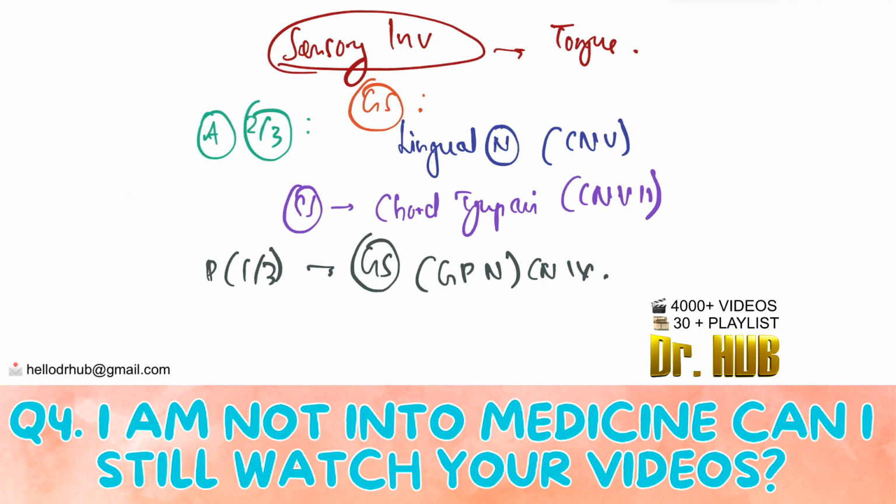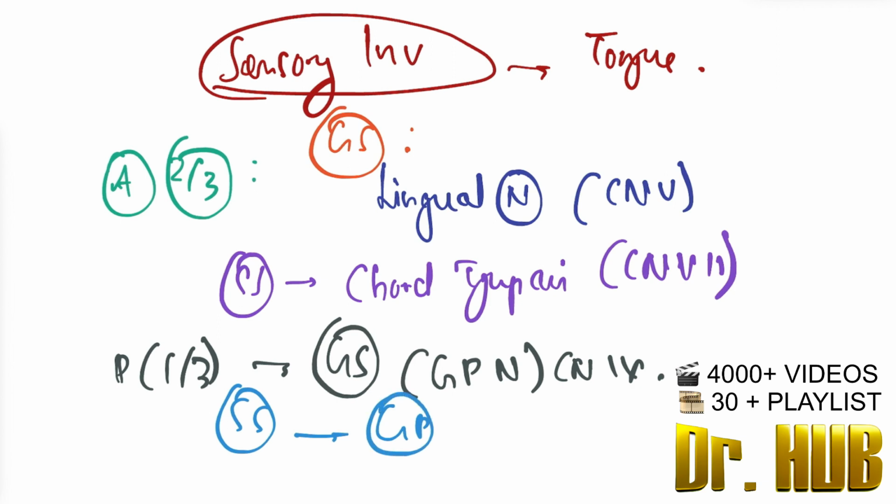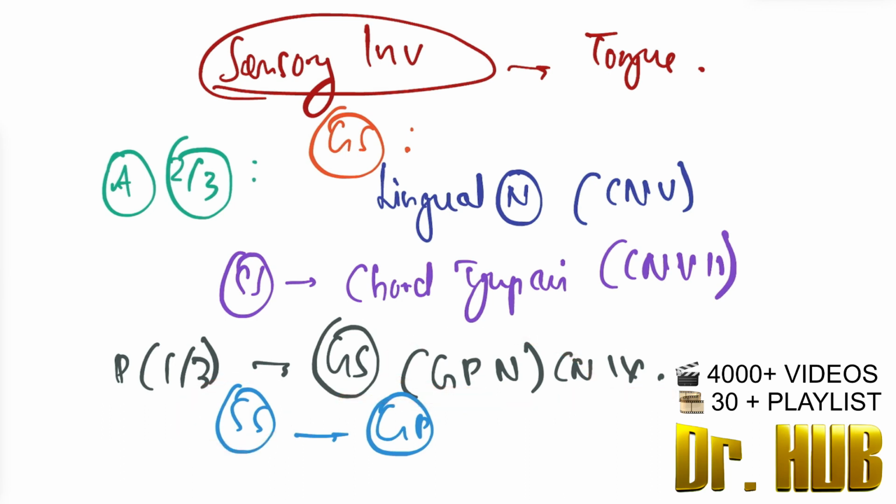So what is the special sensory? SS, we are writing it as special sensory. It is going to be the glossopharyngeal. So the anterior two-third is controlled by the lingual nerve for the general sensory, and the special sensory is the chorda tympani. Posteriorly, it will be the glossopharyngeal, that's the CN9, and the SS for the special sensory is again the glossopharyngeal nerve, CN9.